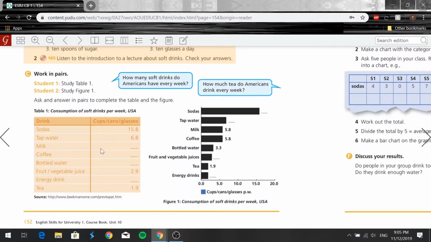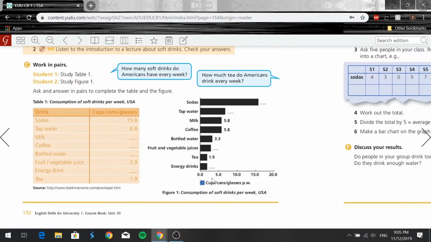So here we have figure 1 and the table here. Okay? Ask and answer in pairs to complete the table and the figure. So how many soft drinks do Americans have every week, and how much tea do Americans drink every week? Okay, so down here in the bar chart we have cups, cans, glasses per week of, depends on the category. So we have energy drinks, tea, fruit and vegetable juices, bottled water, coffee, milk, tap water, and sodas.